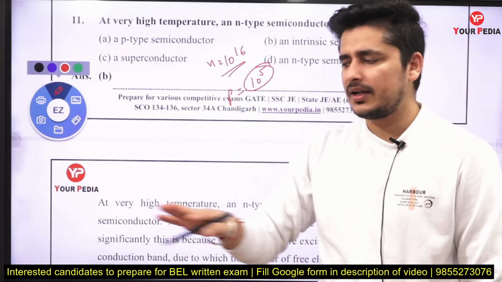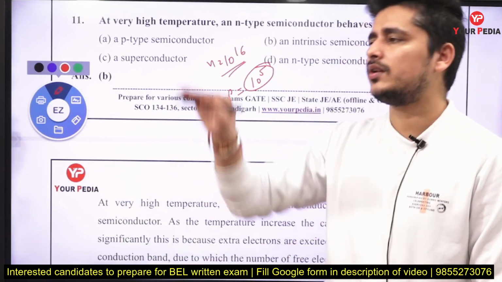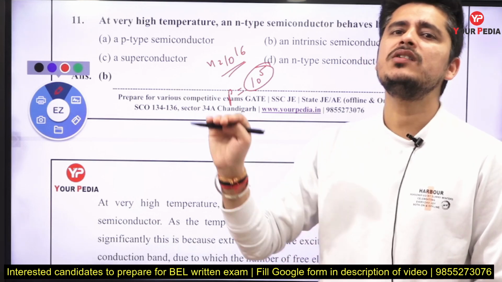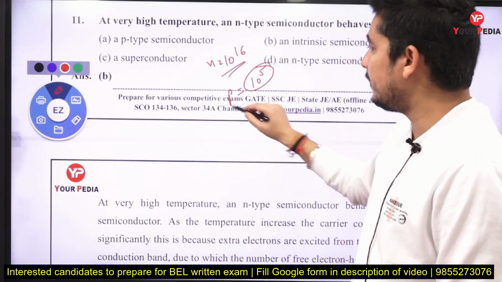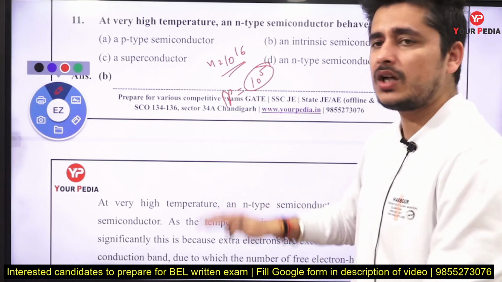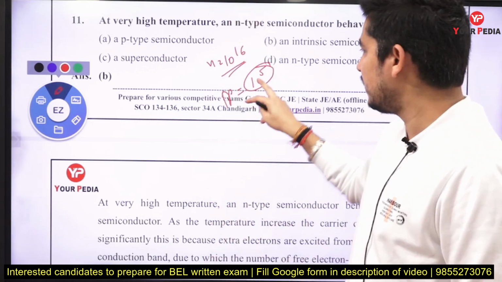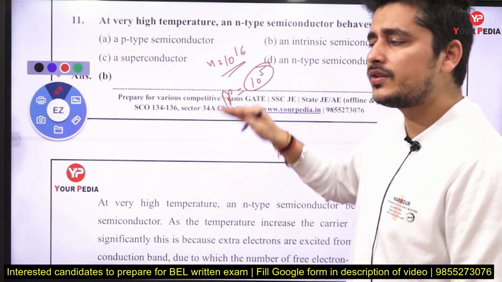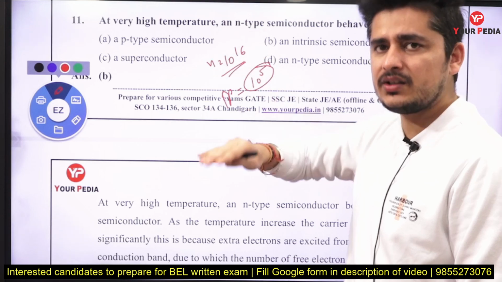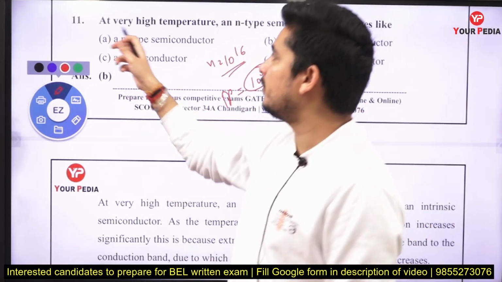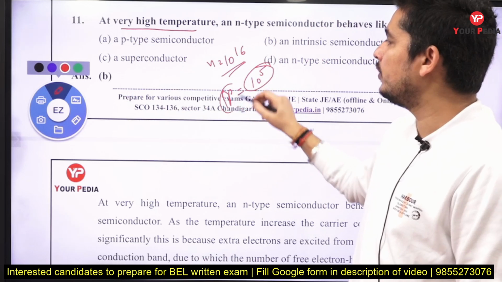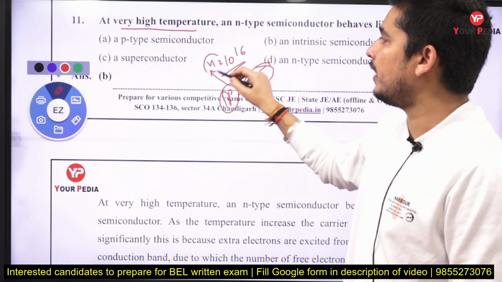You are working at room temperature. Now you further increase the temperature. As you increase the temperature, electron and hole pairs are generated. So what is happening? This P value will start increasing from 10 raised to power 5. As you further increase the temperature, at very high temperature, this P value is almost equal to this N value.